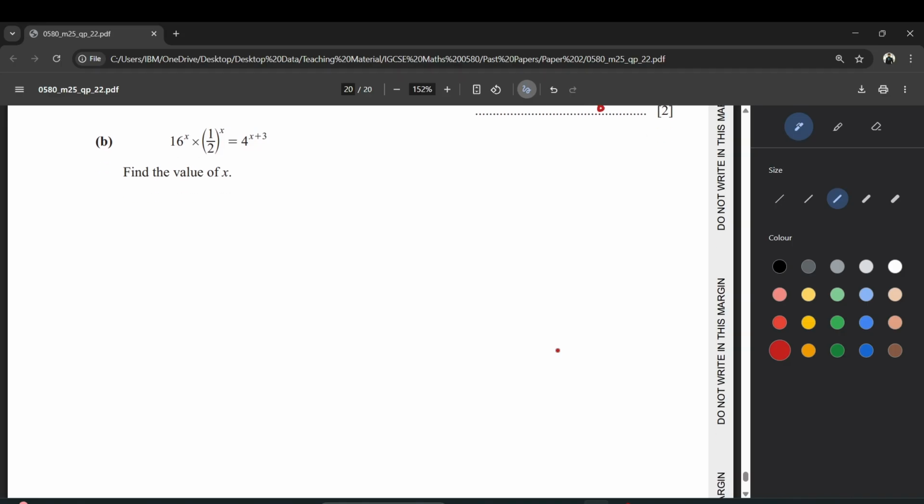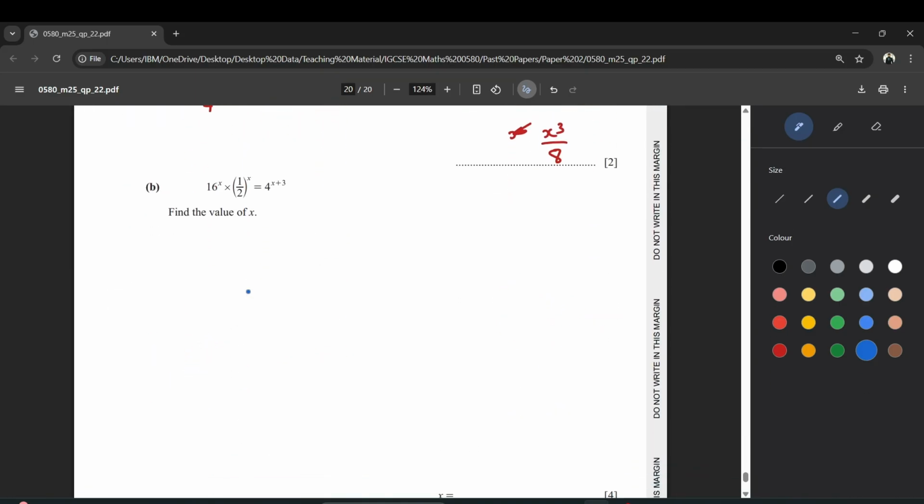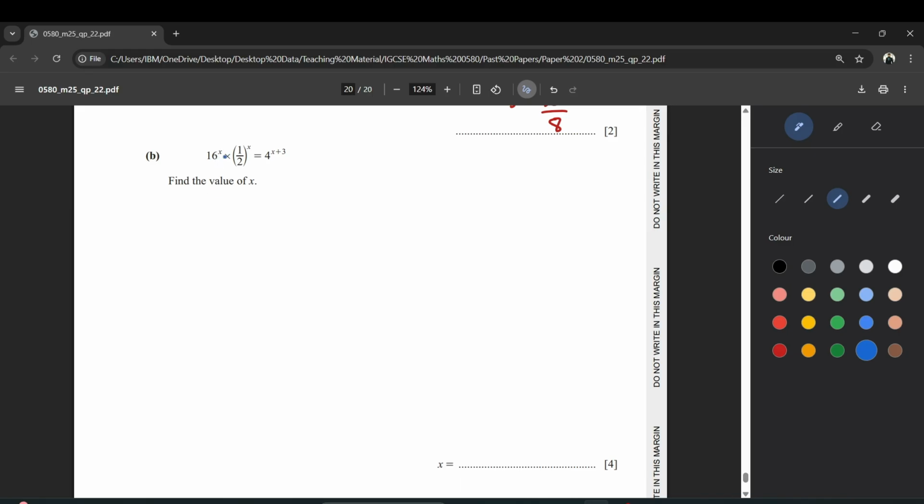Now, finally, we have 16 to the power of x multiplied by 1 over 2 to the power of x equals 4 to the power x plus 3. So I think for some reason it's hanging a little bit. Just a minute. So 16 to the power x times 1 over 2 to the power of x. The first step is that I write 1 upon 2 as 2 to the power of minus 1, all to the power x, equals 4 to the power x plus 3.